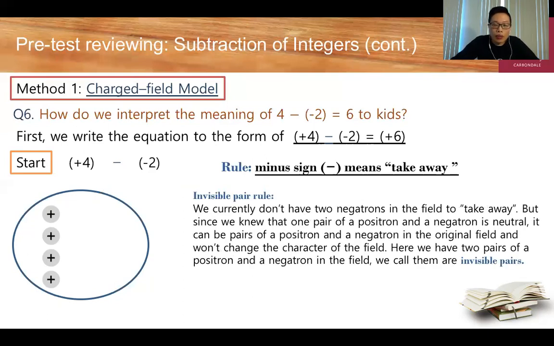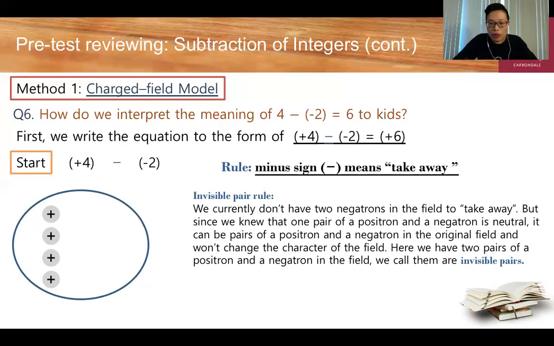So recall the rule. We knew that one pair of a positron and an electron means neutral in a field. So the pair won't change the character of an electric field no matter how many pairs are in the field, right? In other words, they are invisible pairs. So based on this rule, we can have as many invisible pairs in the field as we want, since they won't change the character of the field anyway, right?